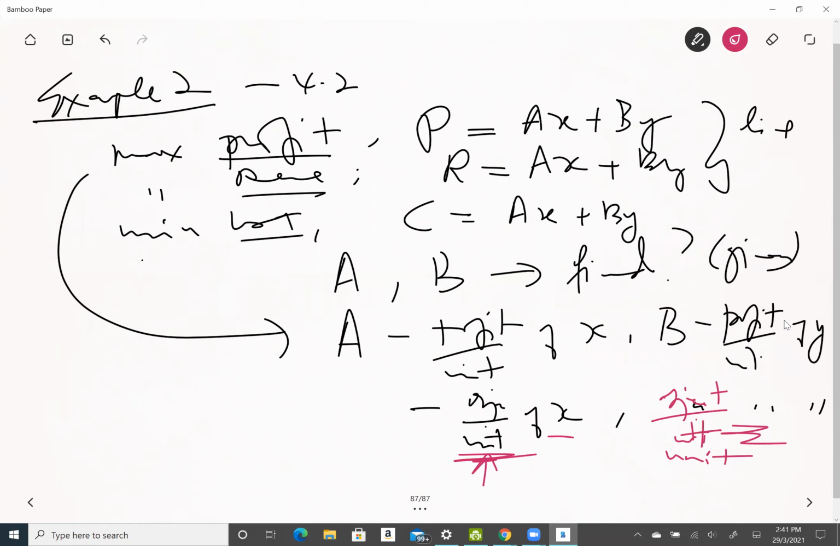Now, if you look at that problem, what is the profit per unit for X, which is the corn in acres? So what is the profit per unit for the corn?